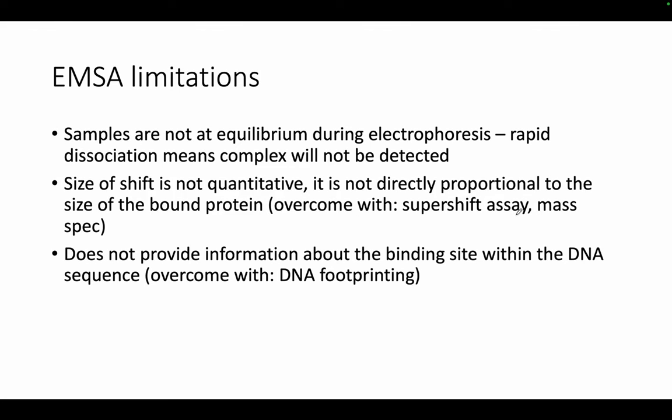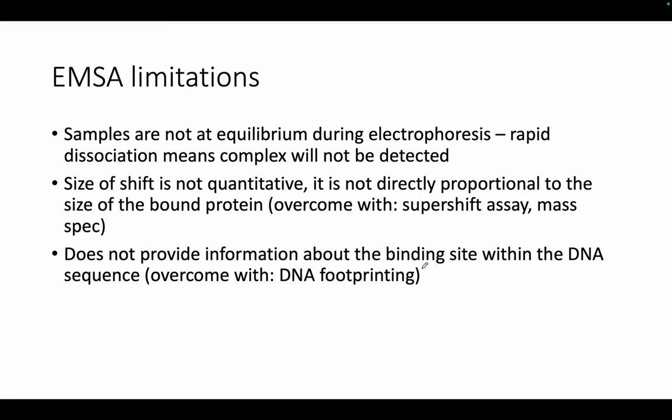The second thing is that just because it shifts upward by some amount, that does not mean that shift is directly proportional to the size of your bound protein. It can also depend on the shape of your bound protein, how it is binding, and so on. So it is not telling you exactly which protein is binding to your nucleic acid. If you want to confirm which protein is binding, then you have to do things like supershift assay, or you can cut the band and do mass spectrometry and so on. So then you get an identity of the protein. That is not an identity you're going to get from EMSA.